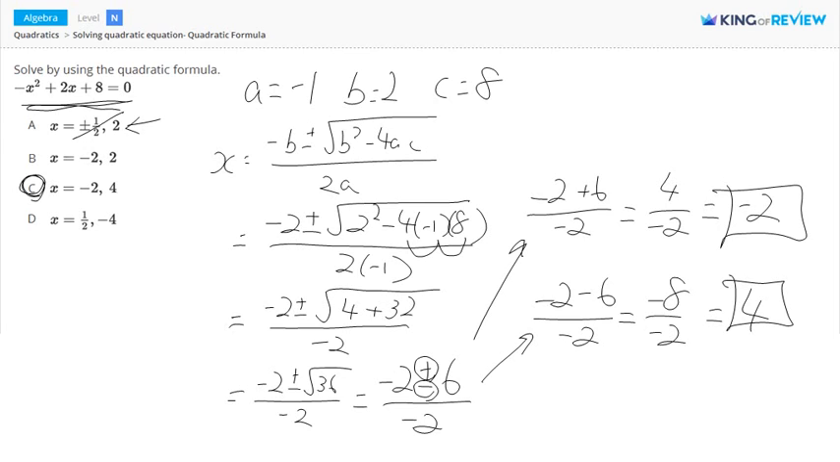What about option B? Well, option B says -2 and 2. But what we calculated was -2 plus or minus 6 over -2, and this does not come out with the same values, 2 and -2. So this is wrong. What about option D?